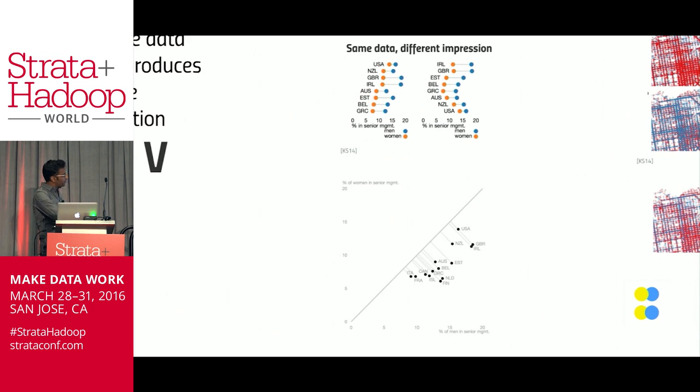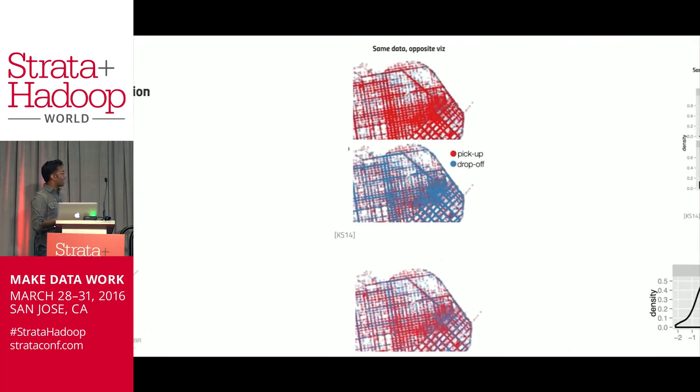And now with this line that we have at a 45-degree angle, we can see what equality would look like, and we can see how much each of the countries vary from equality. All right. So again, hallucination top, invariant visualization on the bottom.